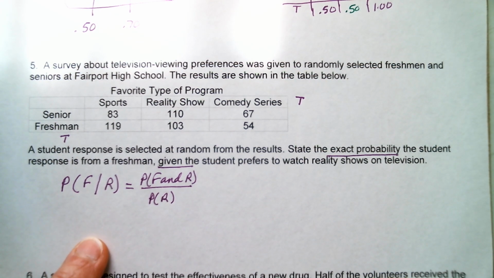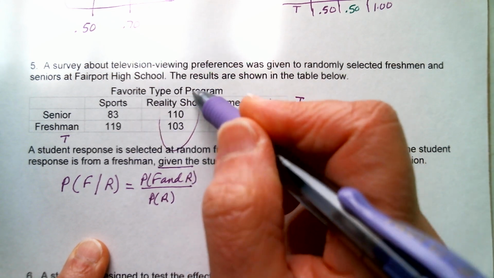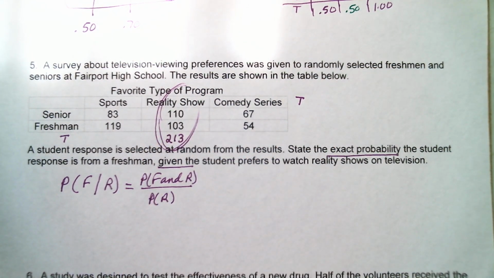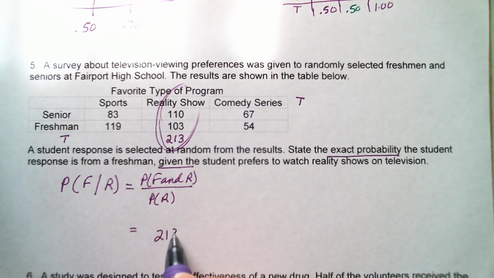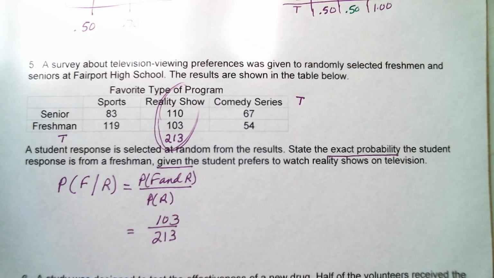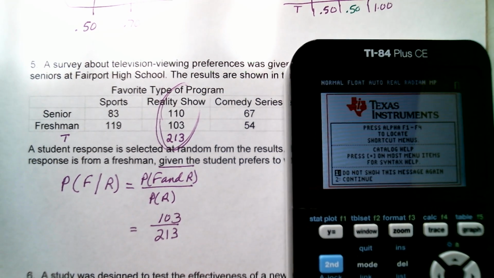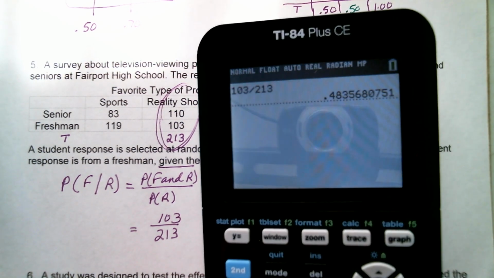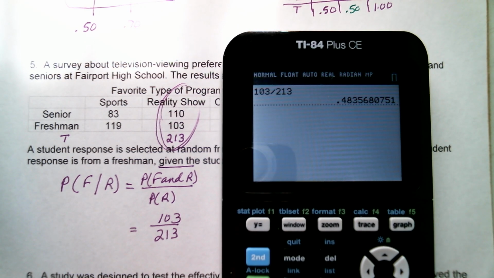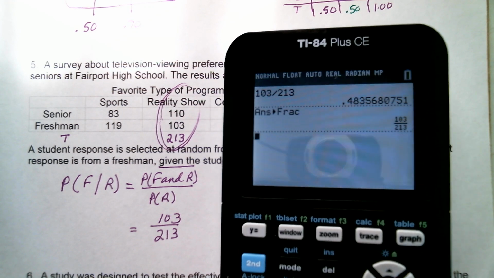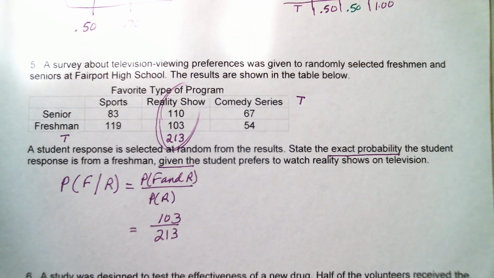Okay, so given the reality show, we're just looking at that column here. What is the total? It is 213. And of those 213, which is our denominator, how many were freshmen? 103. I do not believe this is a terminating decimal, all right? Don't give me the decimal. I want the exact value, so give me the fraction. 103 over 213. That's your answer.